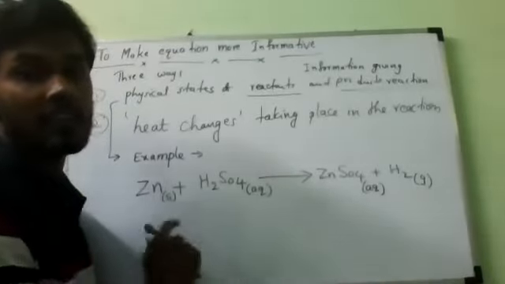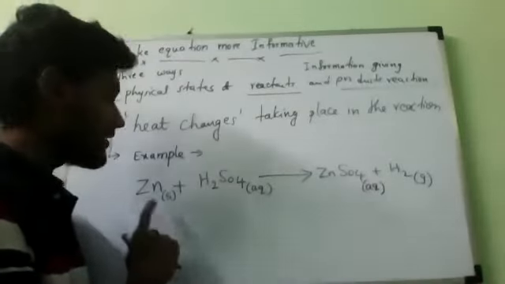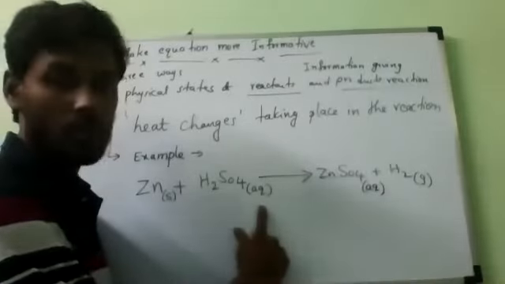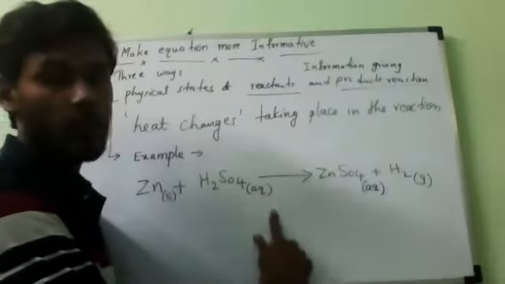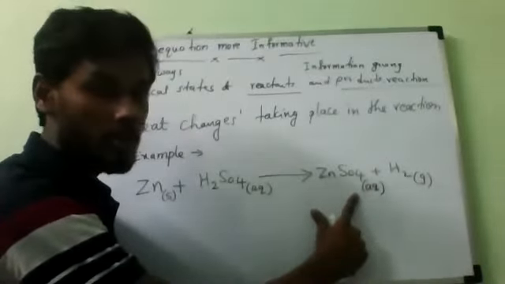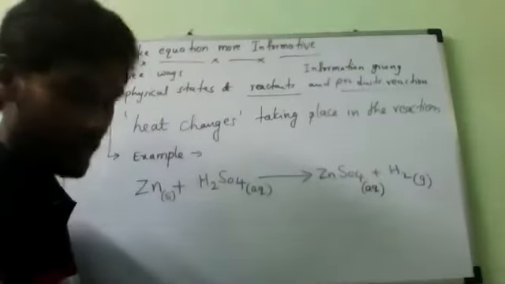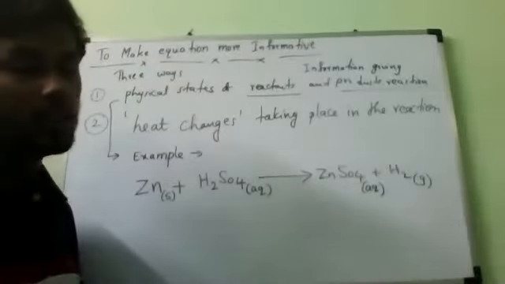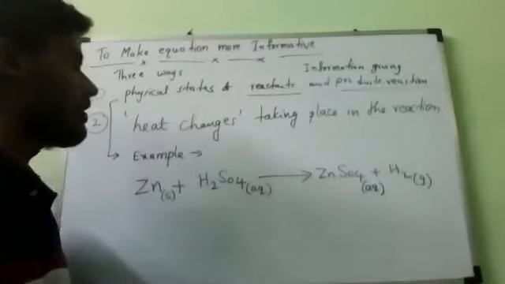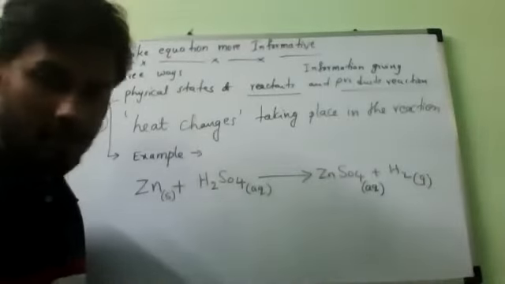state of various substances involved in it. It tells us that zinc is in solid state, H2SO4, sulfuric acid, in the form of aqueous solution, and this is about reactants. Products: zinc sulfate is also in aqueous solution, but hydrogen is in the form of what? Gaseous state. So now, one question you people need to ask immediately if you are studying about this and how to make it more informative.